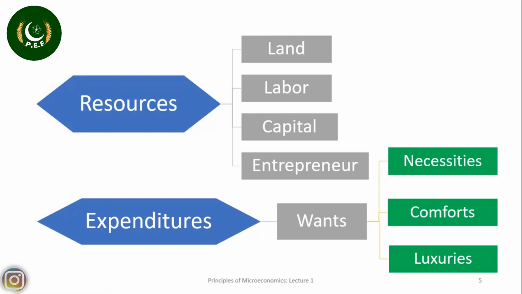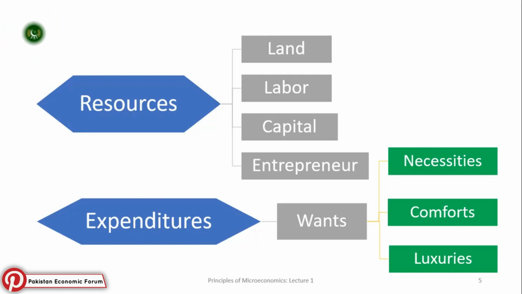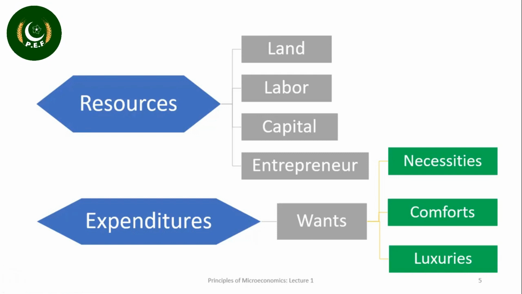Without these goods, your life is also easy, but with these goods, your living standard is very high. So these are the luxuries. All the expenditures arise because of wants, and all the wants can be categorized into these three categories.